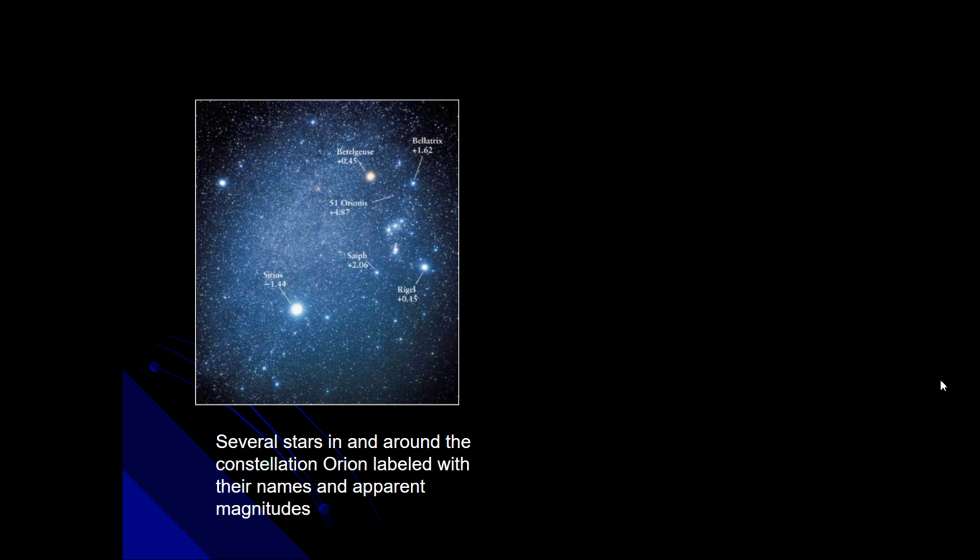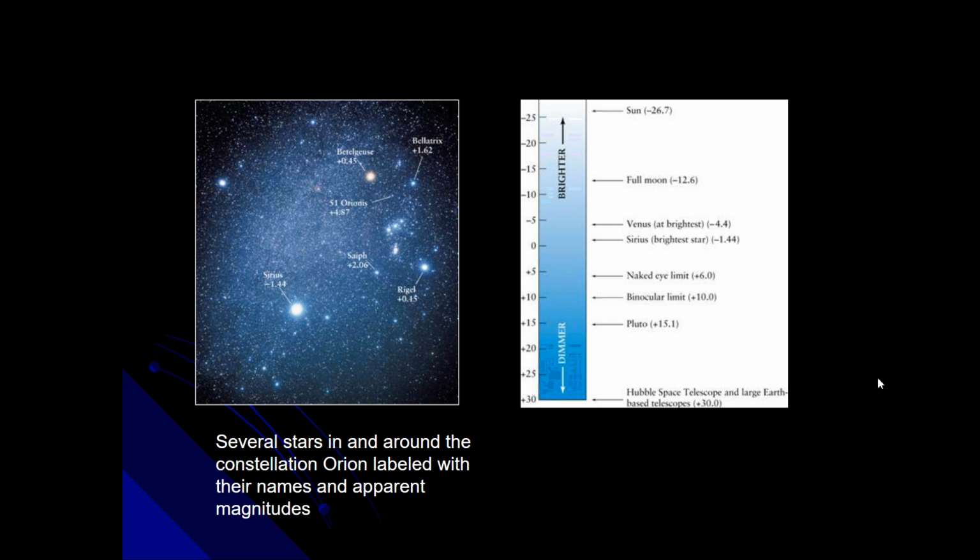And remember, apparent magnitude is how bright it appears to us from the Earth. Absolute magnitude, remember, is the actual brightness of the star. So for us, the brighter it is, the lower the number, or the more negative the number. The dimmer it is, the more positive the number.